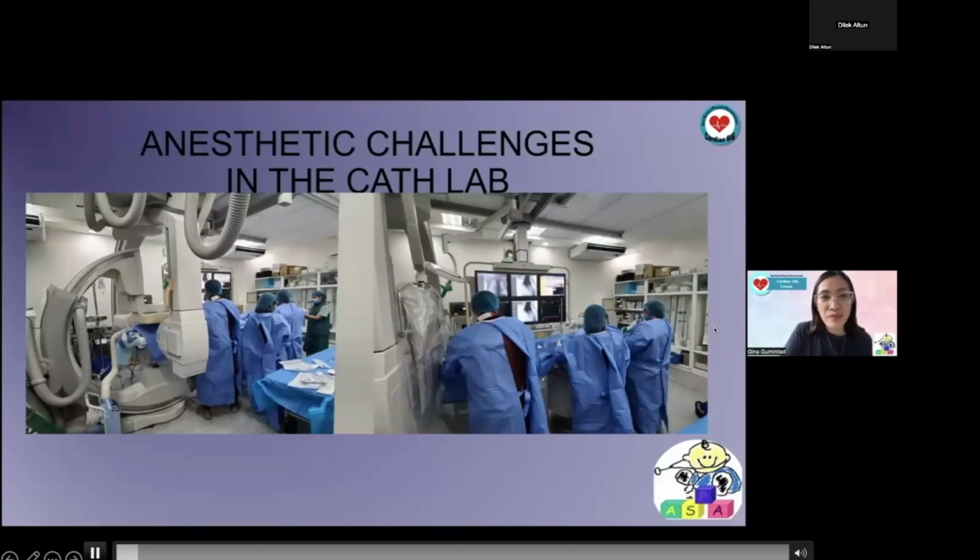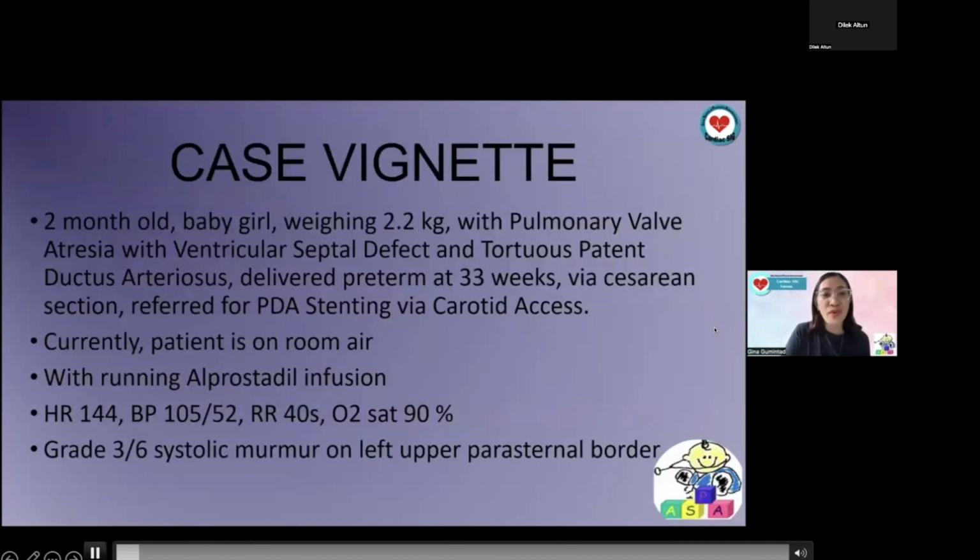So to begin, let me present a case of a 2-month-old baby girl weighing 2.2 kilograms with pulmonary valve atresia with ventricular septal defect and tortuous patent ductus arteriosus, delivered preterm at 33 weeks by cesarean section, referred for PDA stenting via carotid access. Currently, the patient is on room air with running alprostadil infusion.